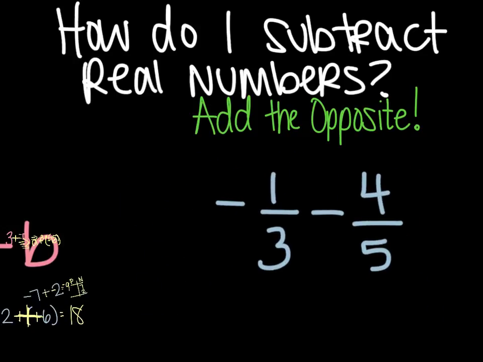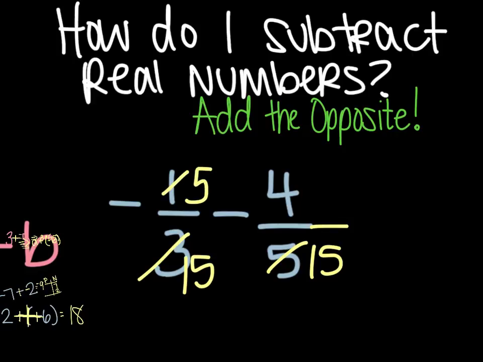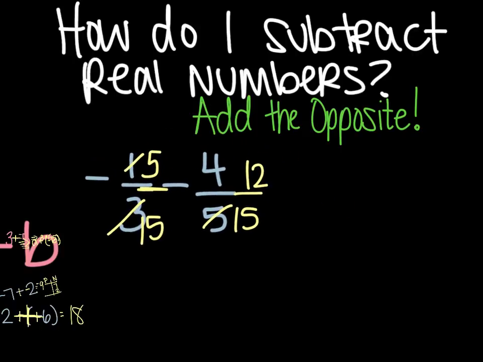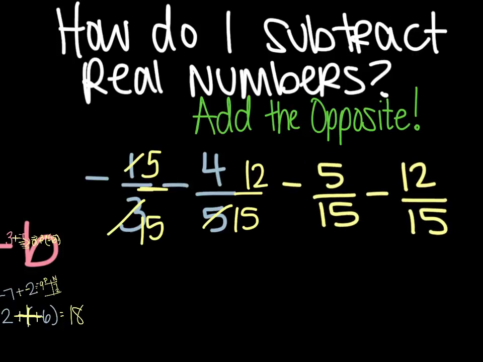Last one just takes a little bit longer because we're dealing with fractions. Okay, find a common denominator. In this case, it's going to be 15. So we have -5/15 and 12/15. I'm going to rewrite this. So I have -5/15 minus 12/15. Now I add the opposite.